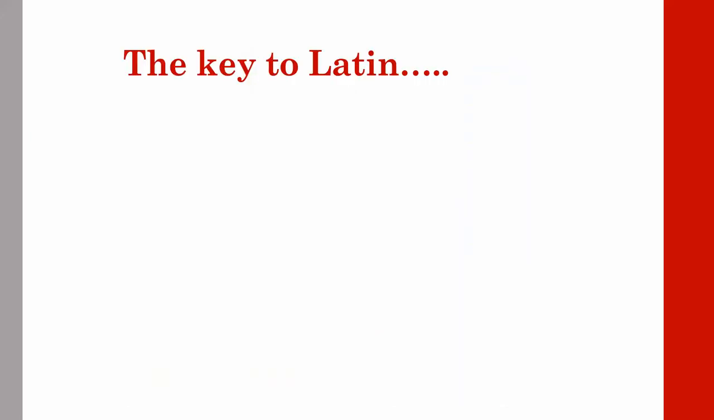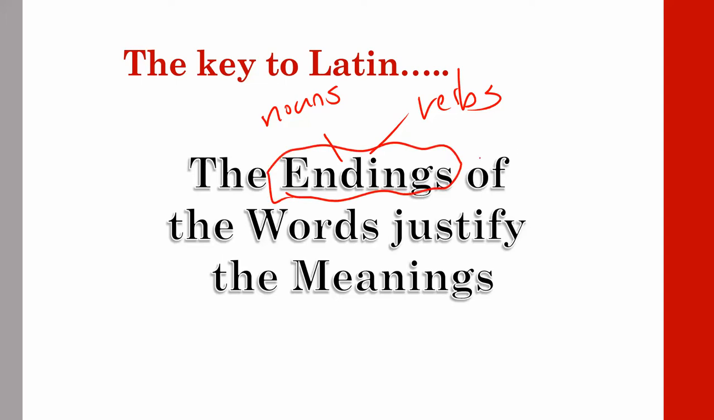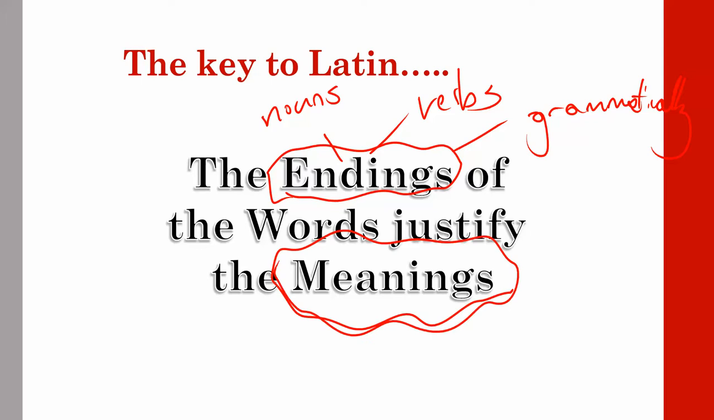The key to Latin, the endings of the words justify the meanings. What does this mean? Well, both for verbs and for nouns, and we'll find out with adjectives and pretty much any part of speech in Latin, the endings need to be looked at because they tell us things about the words grammatically, which means that they tell us how they're being used in the sentence, and therefore we cannot get meaning out of the sentence without looking at the endings. So really focus on endings for me.